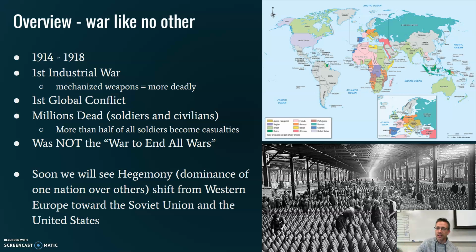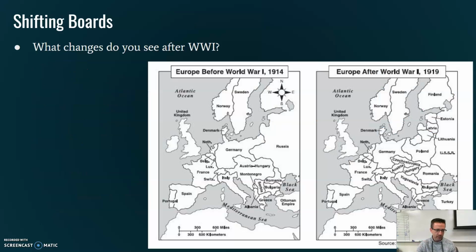So it was not the war to end all wars because 30 years later we get World War II. And then what we'll also see is hegemony, I say it wrong, dominance, basically one nation over others. So you kind of think of imperialism, but this is usually done more directly and more through military action. And we're going to see that shift from Western Europe towards the Soviet Union and the United States. They end up being more like that later on, okay?